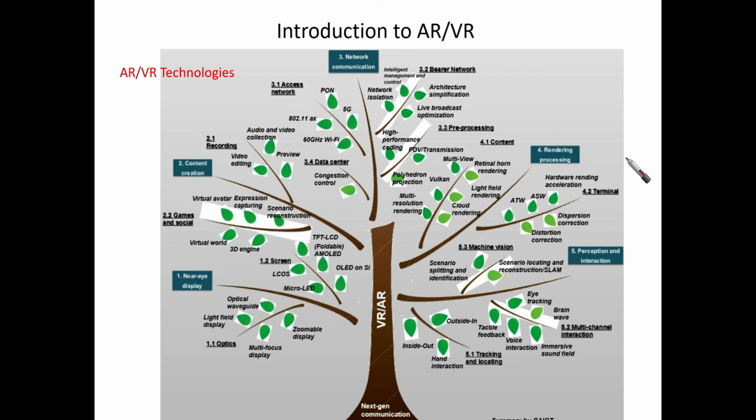It's not really a very simple thing, but ultimately you will be working in a very tiny area. Depending on your expertise, your interest and experience, or maybe your opportunity, you will be working in a very tiny scope of that. You see roughly this tree divided into five branches. For example, near eye display, content creation, network communications, rendering and processing, and then something called perception and interaction, right?